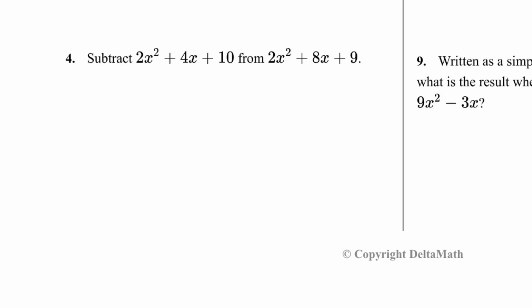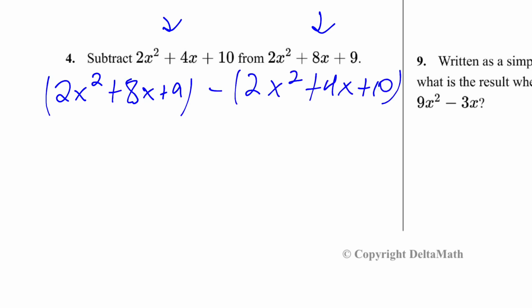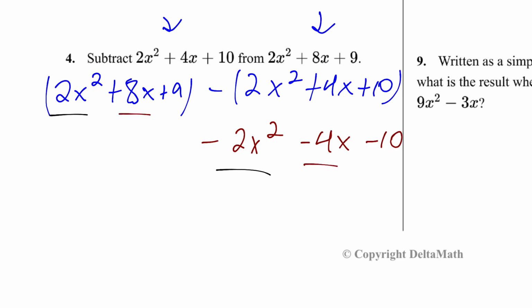So what does subtract this from this mean? Well, it means you're actually going to take 2x squared plus 8x plus 9, and you're going to subtract from it this first piece. That's what that means. So what happens when we distribute? This becomes minus 2x squared, minus 4x, and minus 10. Then when we combine like terms, the x squareds go away. The x terms, I have 8 minus 4, that's 4x. And the numbers, that's 9 minus 10, which is minus 1.